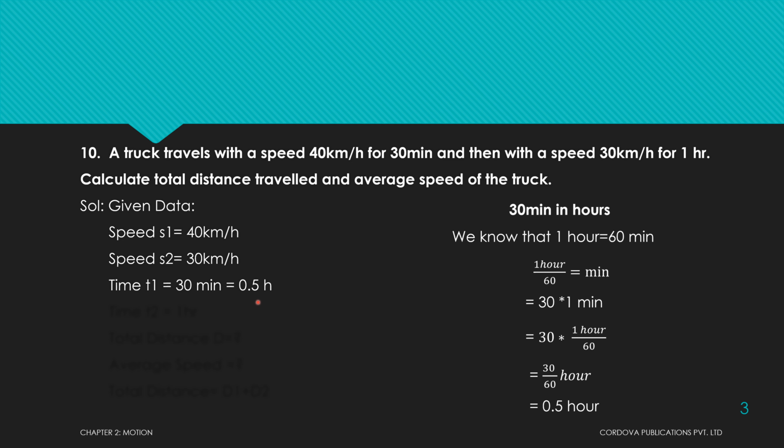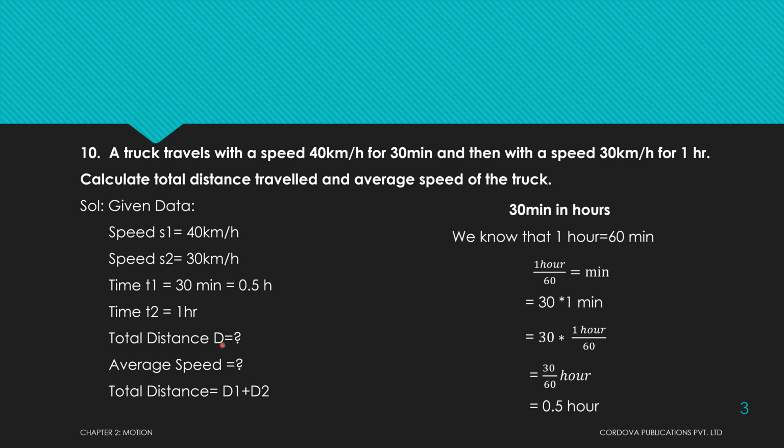So we got the time in hours and T2 is 1 hour. So just write it down as it is, and they are asking us to calculate the total distance, right? So how to find it out? And even the average speed. First, let's solve the distance because for calculating the average speed, you need distance. So let's calculate the distance first. But here they haven't given any distance, right? But if you have speed and time, you can calculate the distance, right?